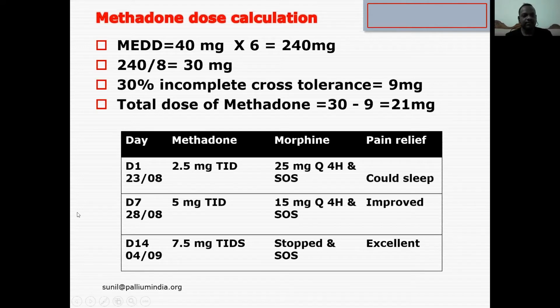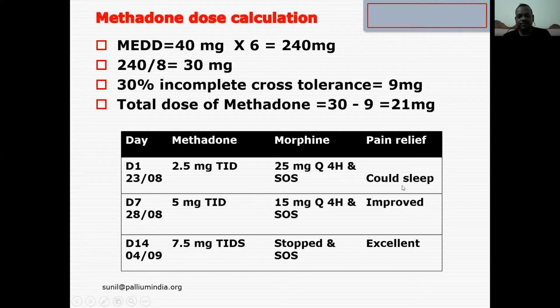So for day one, of this 21, take it as 22.5. So 1/3 would be 7.5 milligram. On day one, we started with 2.5 milligram of methadone TID, and we reduced the morphine to 25 milligram.